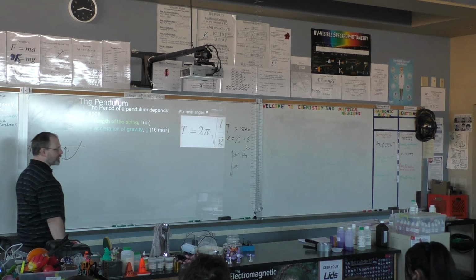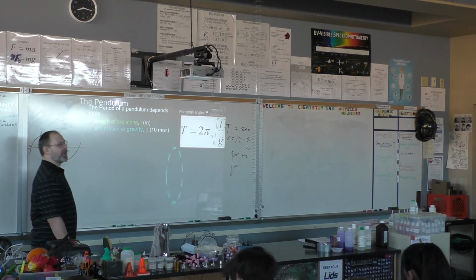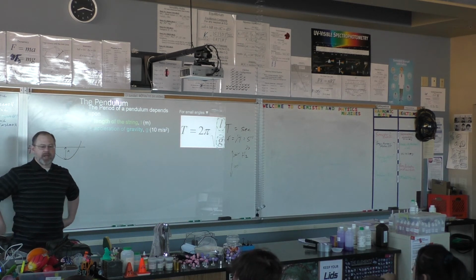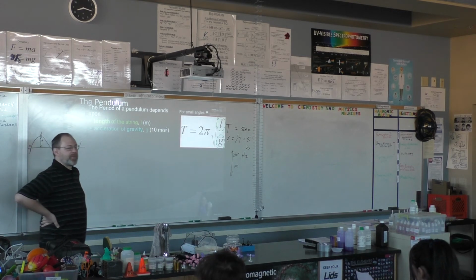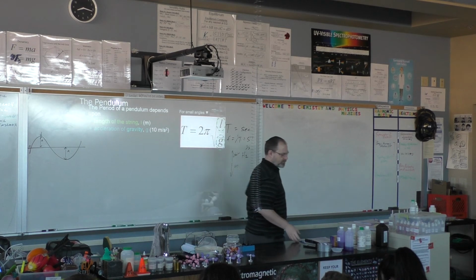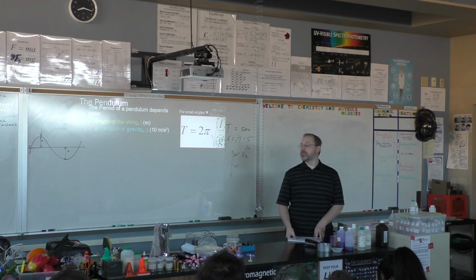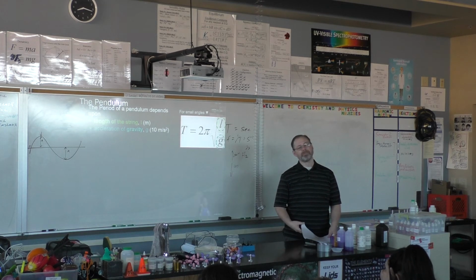So, pendulums. With a pendulum, the period has a pretty cool formula. It's 2π√(L/g). 2π radical L over g. That is the period of a pendulum. And I should also mention it is for small angles.